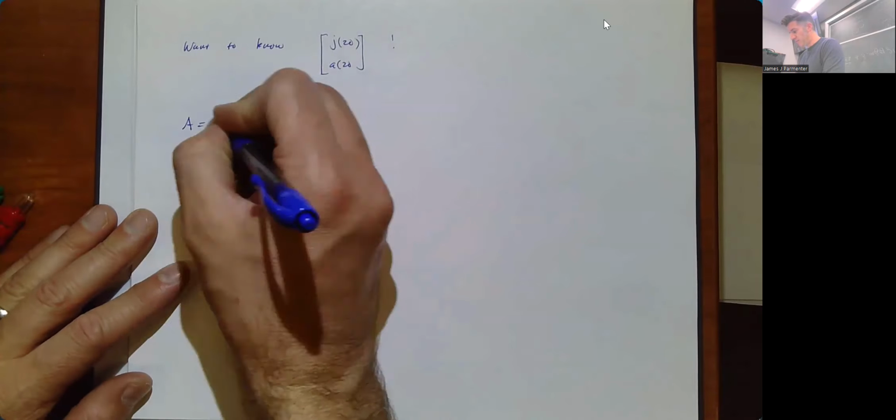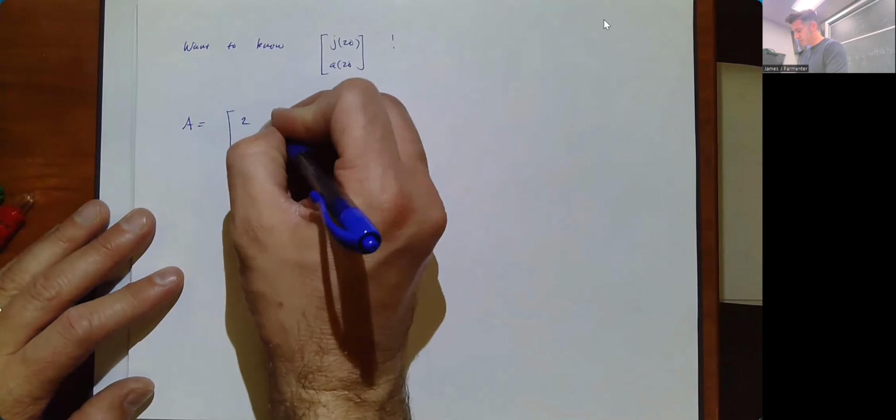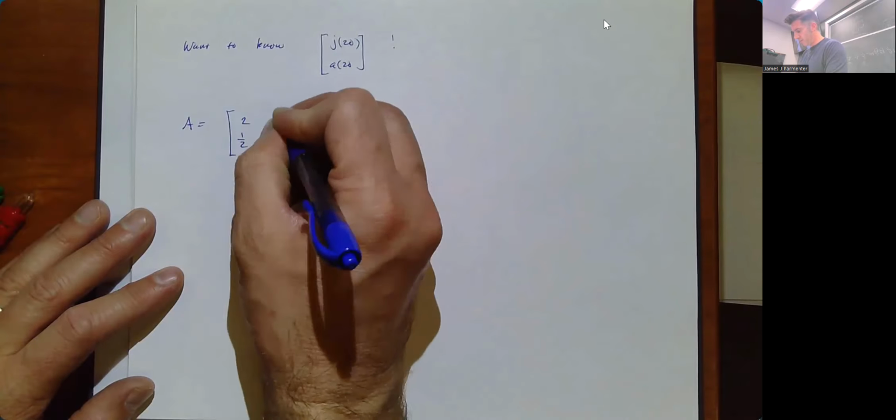Okay. Well, we're going to find the same thing we did last time, right? We're going to find the eigenvalues and eigenvectors of A. We're going to find P, P inverse, and D, and then we're going to take that to the 20th power. So here's our matrix A again. Was it 2, 6 or 6, 2? 2, 6, 1/2, 0.